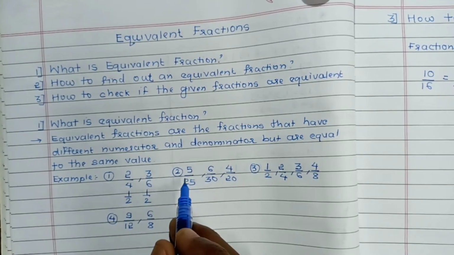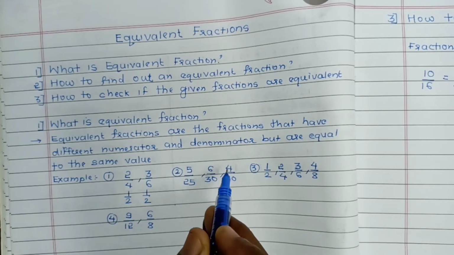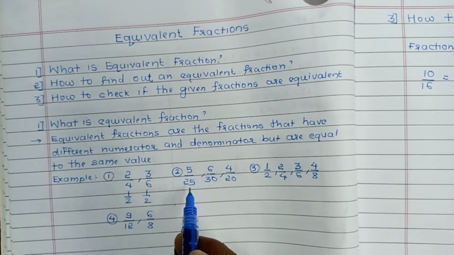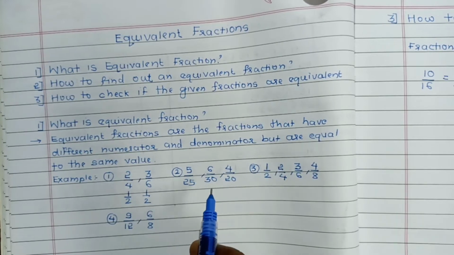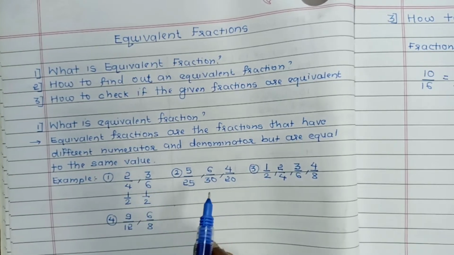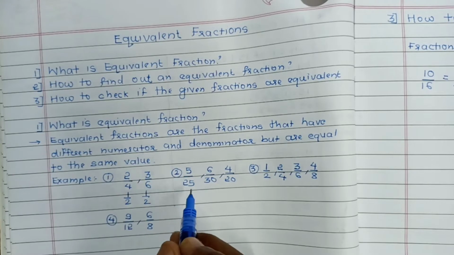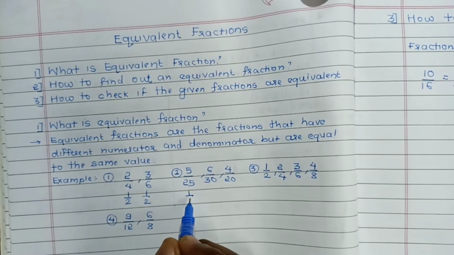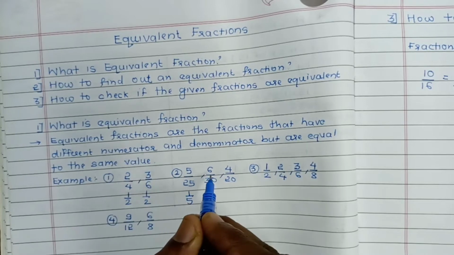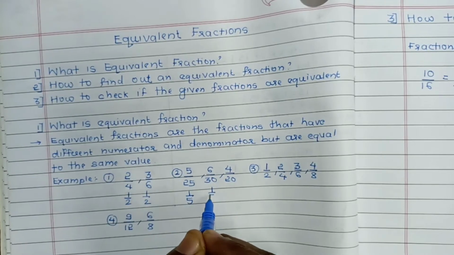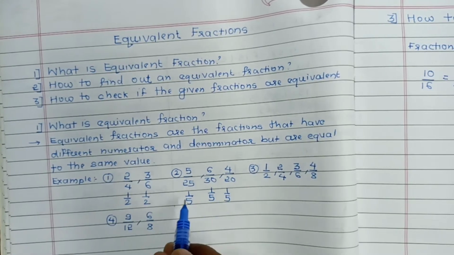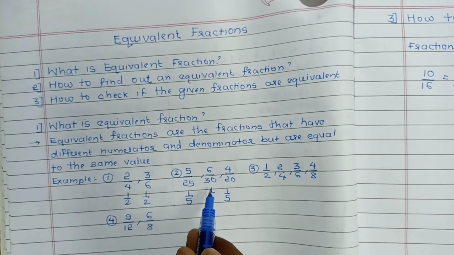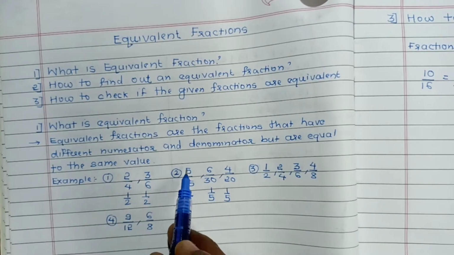Let us see the second case: 5 upon 25, 6 upon 30, and 4 upon 20. For each of these the numerator and denominator are different, but they are equal to the same value. If you simplify 5 upon 25, you get 1 upon 5, since 5 5s are 25. For 6 upon 30, 6 5s are 30, so you get 1 upon 5. For 4 upon 20, 4 5s are 20, so again 1 upon 5. That's why 5 upon 25, 6 upon 30, and 4 upon 20 are equivalent fractions.